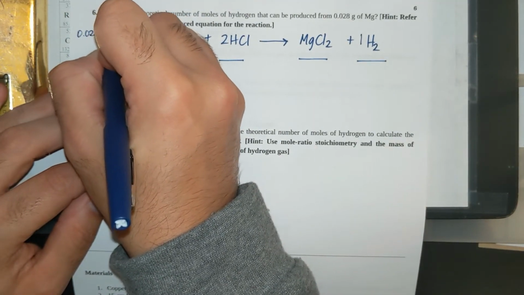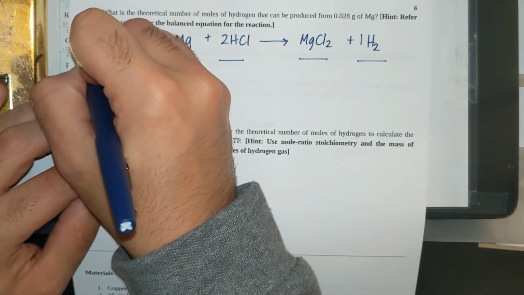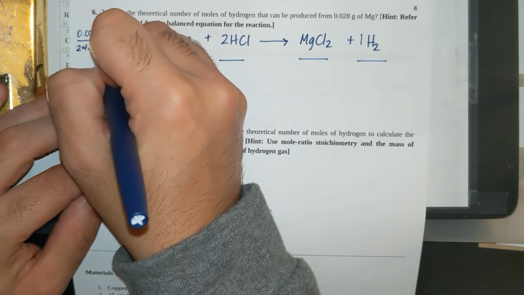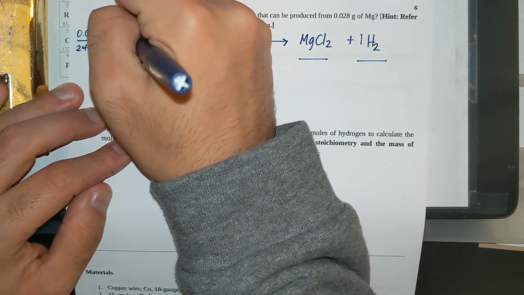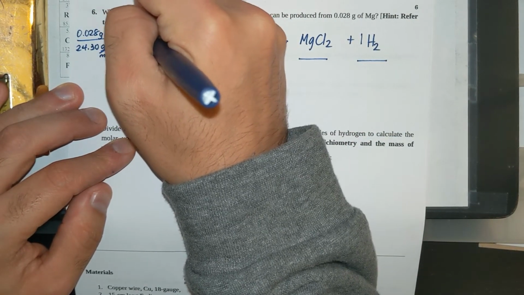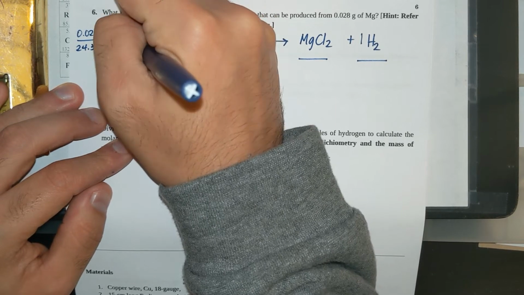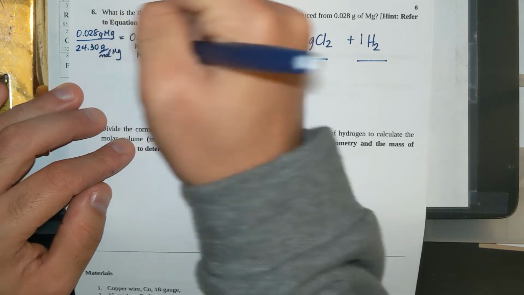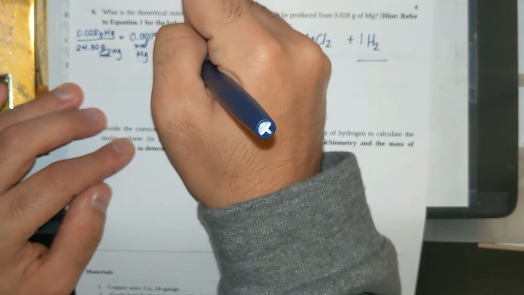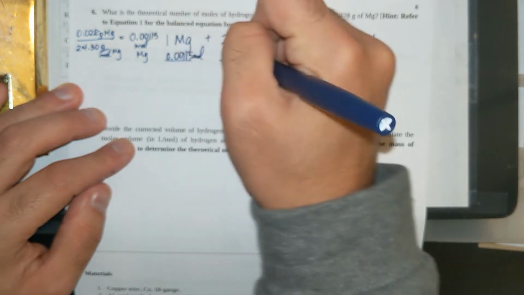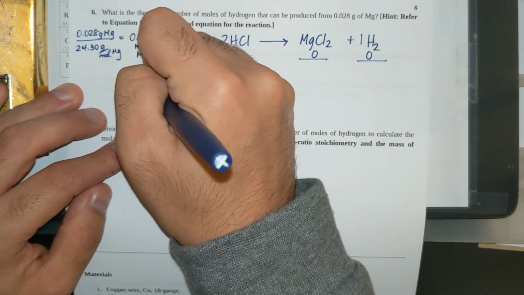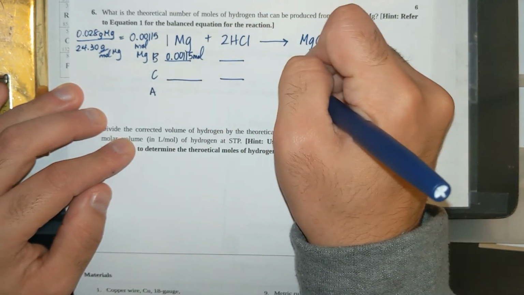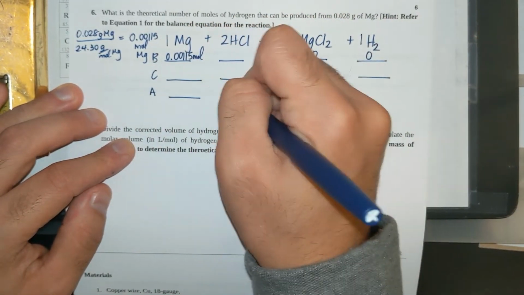If I do the math on the side, don't forget to convert these grams to moles. 0.028 grams of magnesium divided by 24.3 grams per mole of magnesium. Don't forget that 24.30 is the molar mass of magnesium. I get 0.00115 moles of magnesium. I'll put that here in the beginning of my BCA table. 0, 0, if I'm doing BCA. Just a nice little organization way.